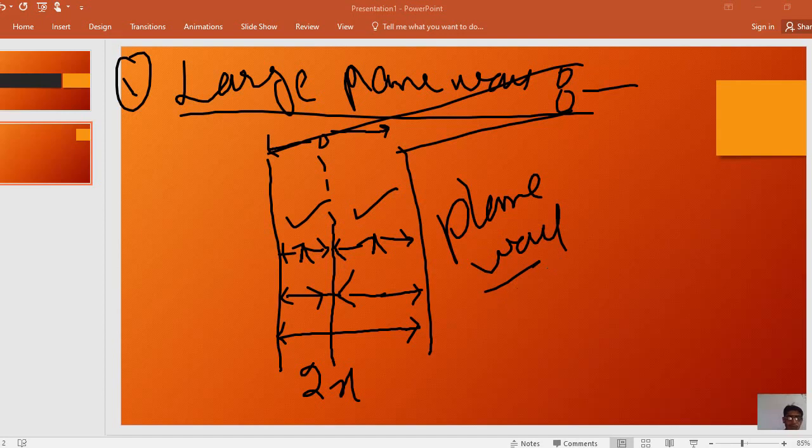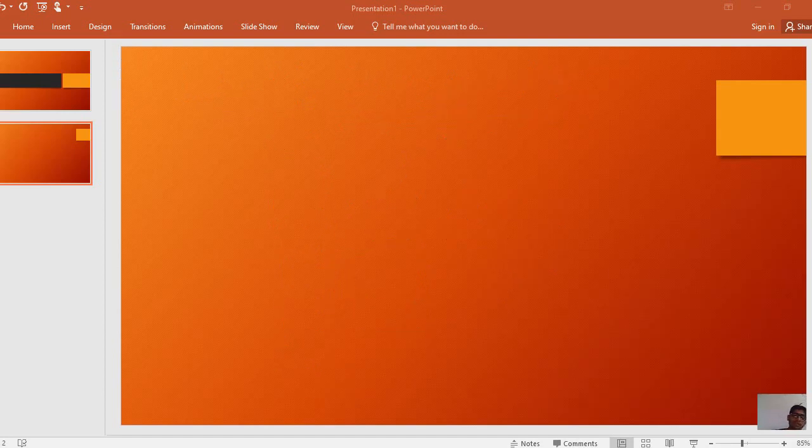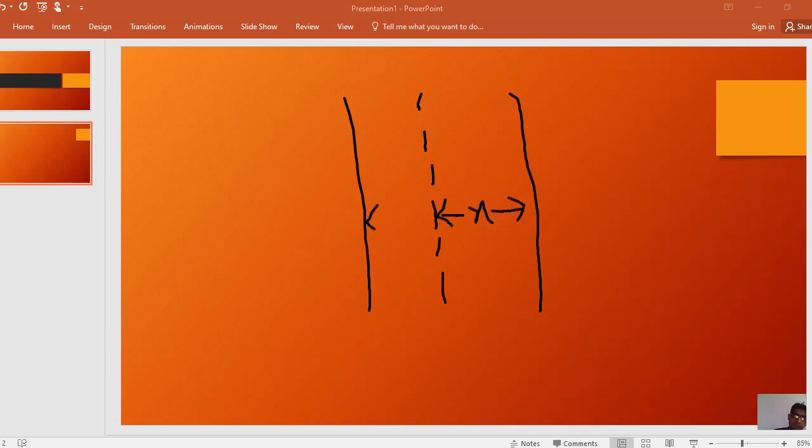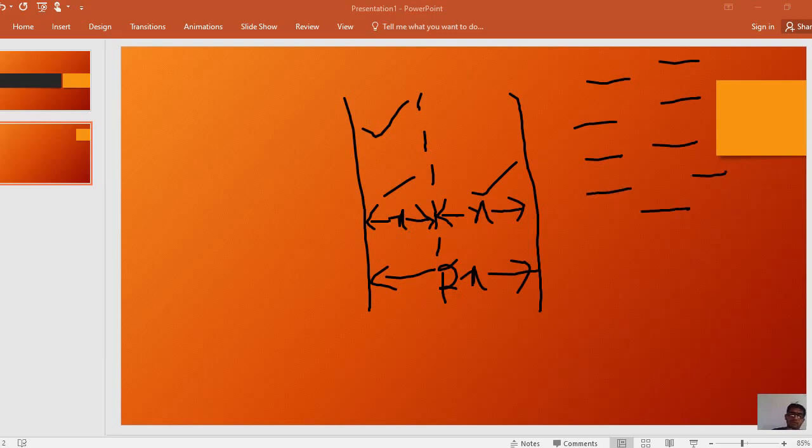So how will the temperature change in this plane wall? This was the plane wall. This is x, this is also x. My drawing is not very good, but this is x, and this is also x, and this is 2x. Now suppose this plane wall is placed in a fluid. This is a fluid. This is air or water or some other medium.